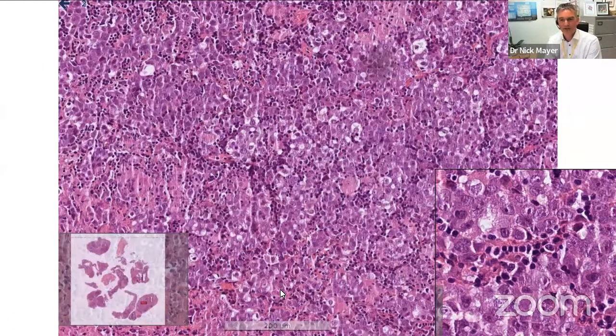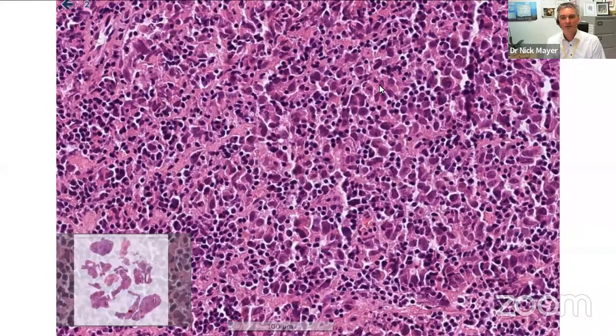It's pretty solid. There's a sprinkling of inflammatory cells, so lymphocytes, some histiocytes and few plasma cells, and the inset here shows the cytomorphology. So slightly boxed off nuclei, some nice eosinophilic nucleoli, not as pleomorphic looking as the embryonal stuff in the previous case.